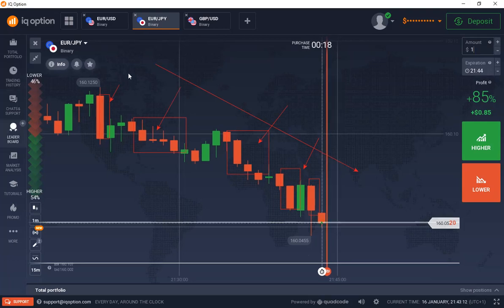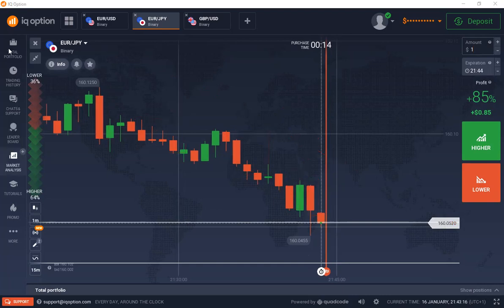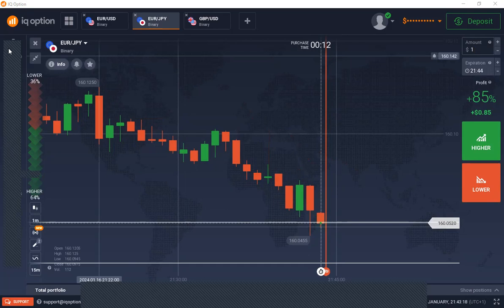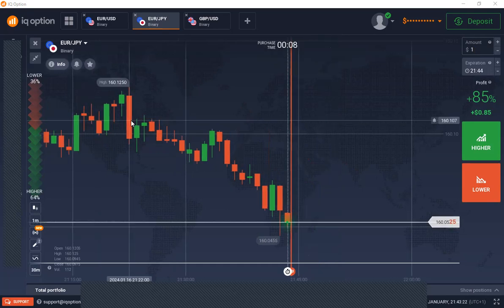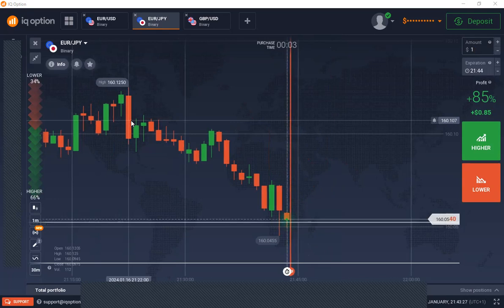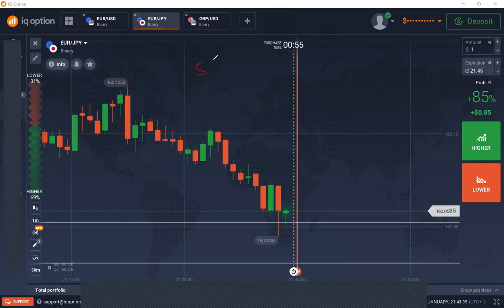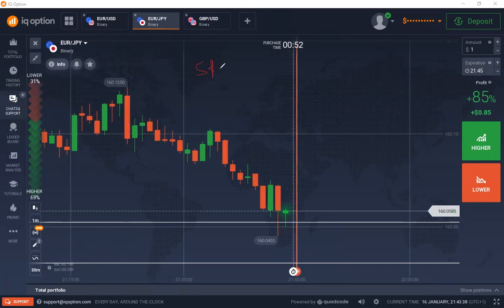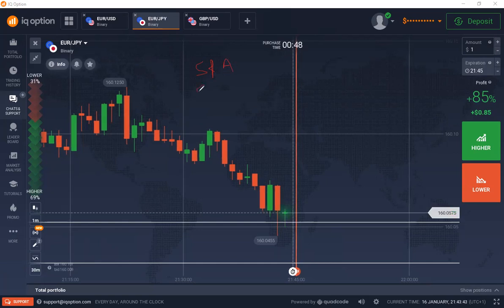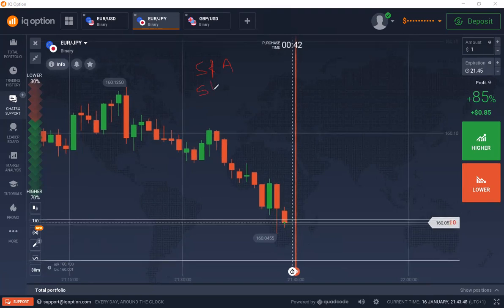So the next thing you have to consider is the key level. What I mean by key level, I'm talking about your support and resistance, your supply and demand zone, your supply and demand area, support and resistance area. There's a difference between support and resistance area, and also a difference between support and resistance zone.